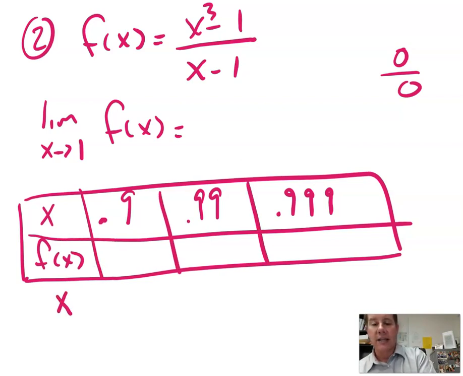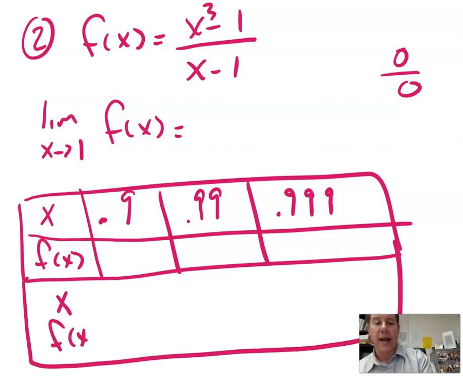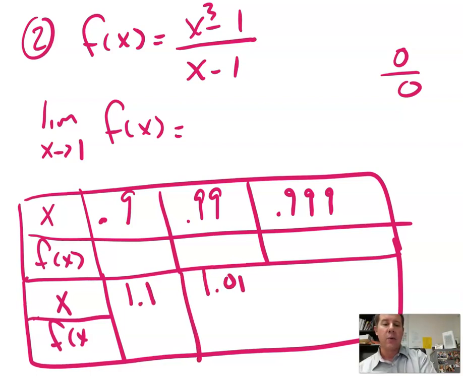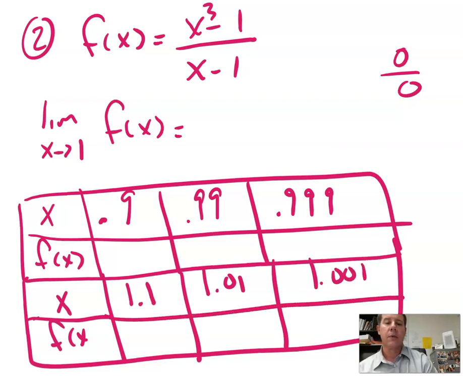I also can attack this from the other side, from the right-hand side. So from the right would be numbers that are bigger than 1, like 1.1, or 1.01, or 1.001. Okay? And I can go work these out. What I'm going to want to do is make sure that they're approaching the same value, the same number. I'm just going to give you the values here. You could use your calculator to do this.